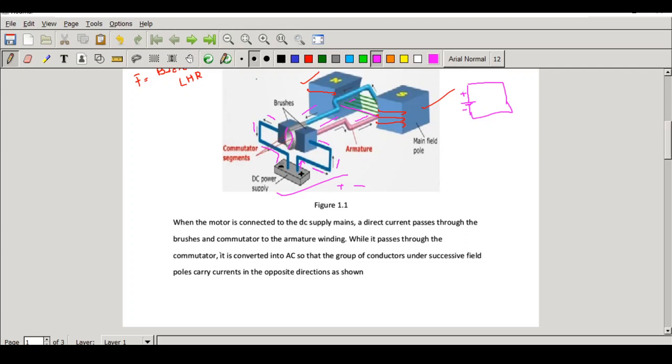Okay, now just go through this one. That is, when the motor is connected to the DC supply, a direct current, that is very important. That is, it is a DC that we are giving. So direct current flows through the brushes, then to the commutator and to the armature winding. Now here something is happening, that is what we will discuss in detail. That is, while it passes through the commutator, it is converted into AC.